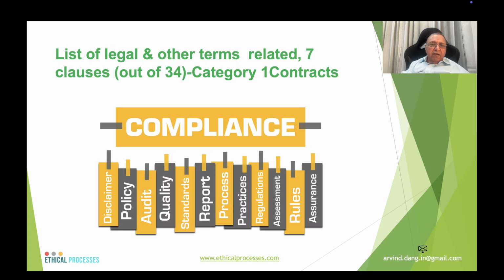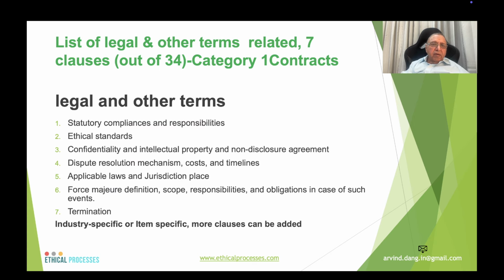Legal terms: there are different kinds of legal terms which are required, and this slide gives an overview of the various types of compliances which are there. In short, there are 7 aspects which are highlighted here. One is the statutory compliance and responsibilities, ethical standards, confidentiality and intellectual property and non-disclosure agreement related clauses, dispute resolution mechanism, cost and timelines, applicable laws and jurisdiction places.